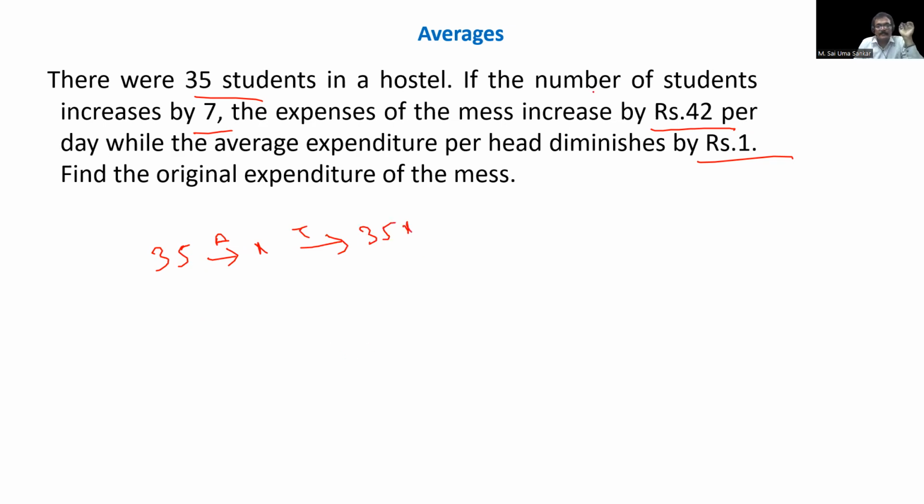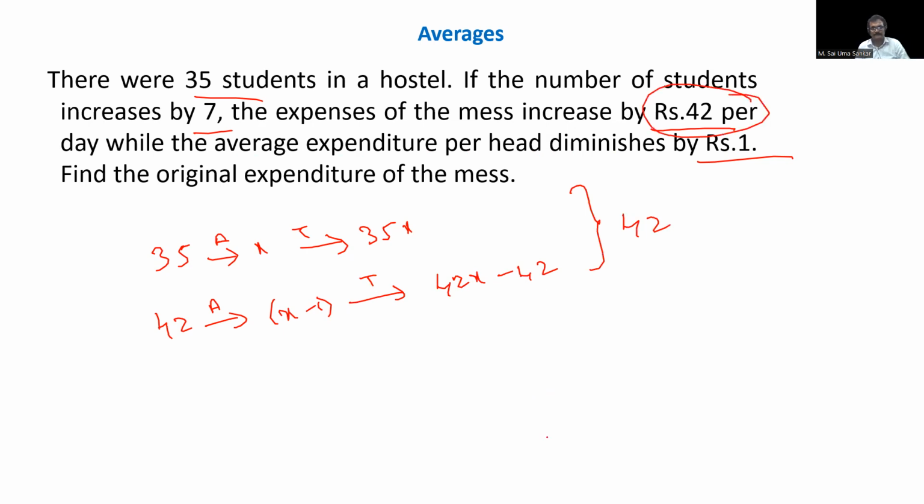Next, if the number of students increased by 7, so what happened? That is equal to 42 students. The mess expense increased by 42 rupees, while the average expenditure diminishes by 1 rupee. So the average is x minus 1. What is the total? 42x minus 42. What is the difference between these two? That is equal to 42 rupees or not? Okay, so the total expense of the mess is increased by 42 rupees.